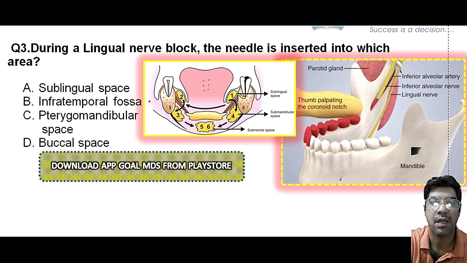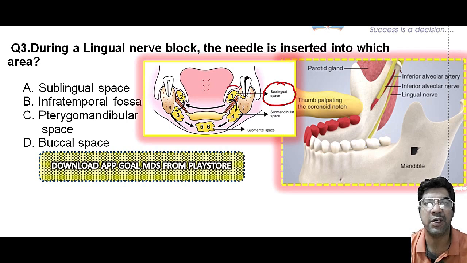Next question. During a lingual nerve block, the needle is inserted into which area? Well, during a lingual nerve block, the needle is inserted into the sublingual space. So this one is the sublingual space.